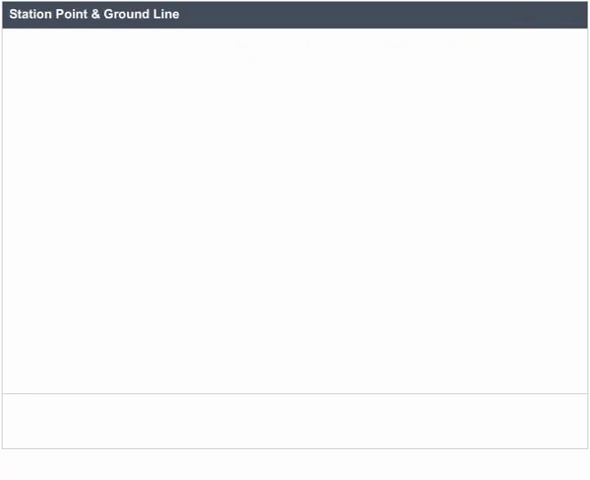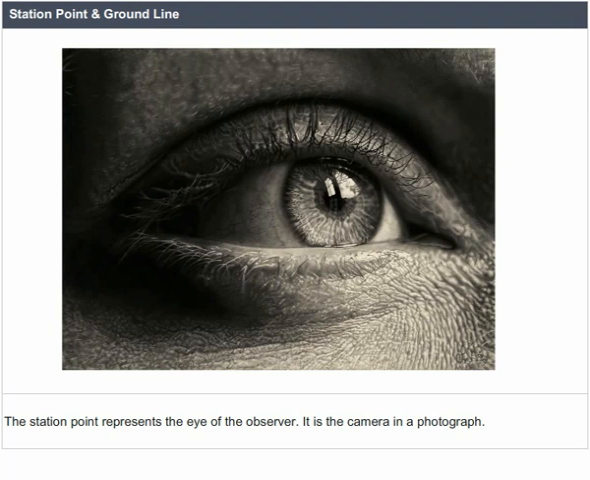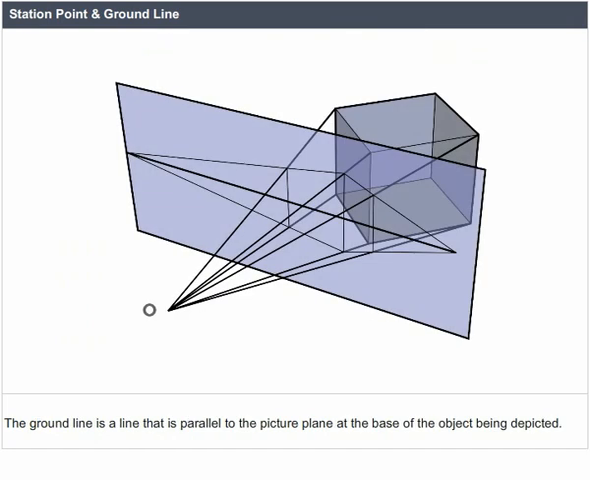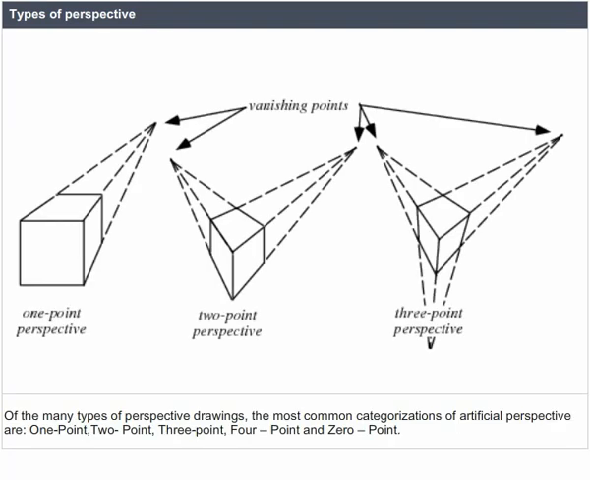Station point and ground line. The station point represents the eye of the observer. It is the camera in a photograph. The picture plane is the window that is represented by the picture. The ground line is a line that is parallel to the picture plane at the base of the object being depicted. Types of perspective. Of the many types of perspective drawings, the most common categorizations of artificial perspective are 1 point, 2 point, 3 point, 4 point, and 0 point.